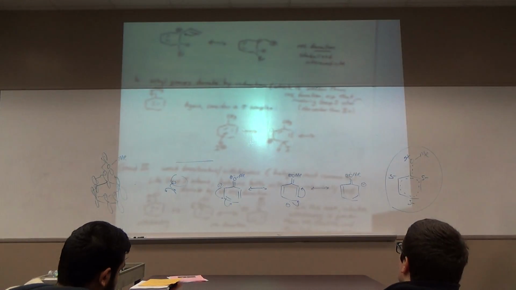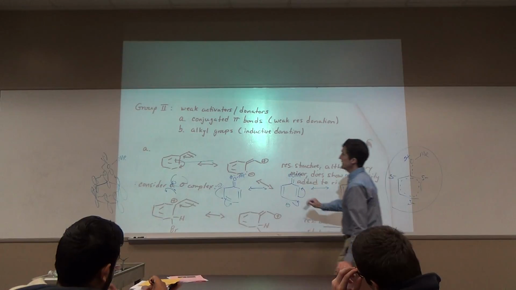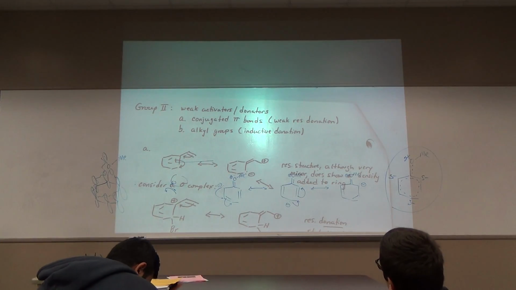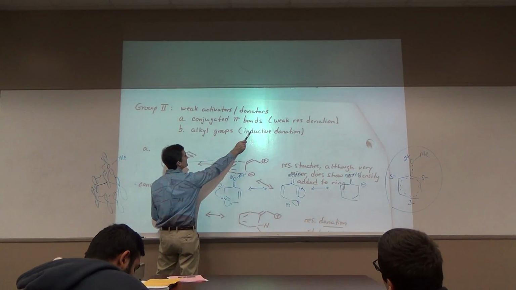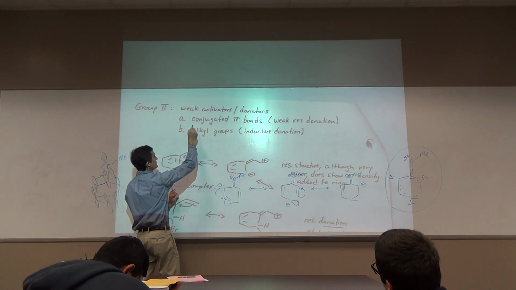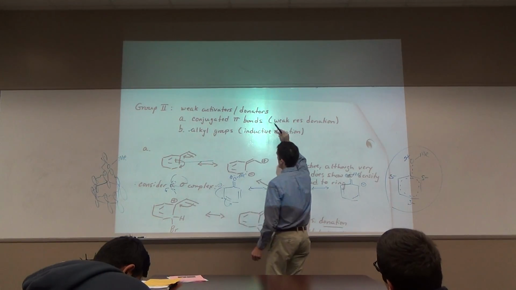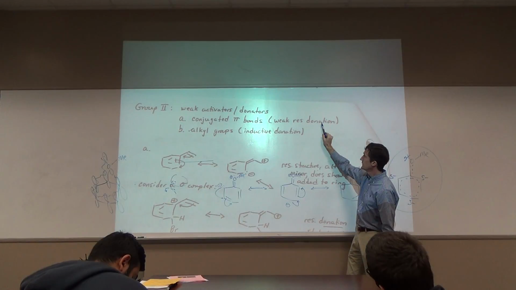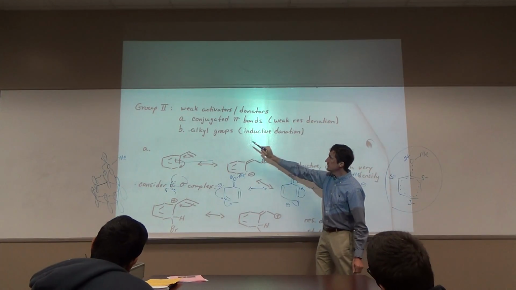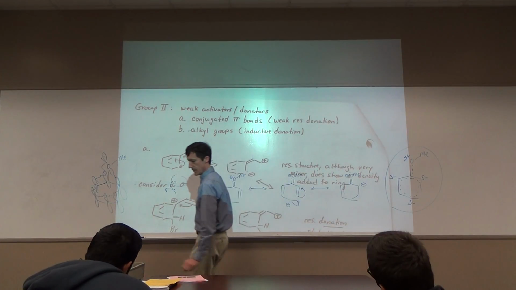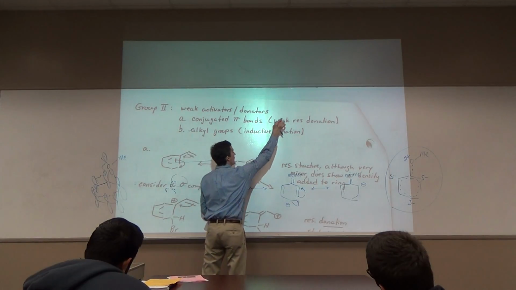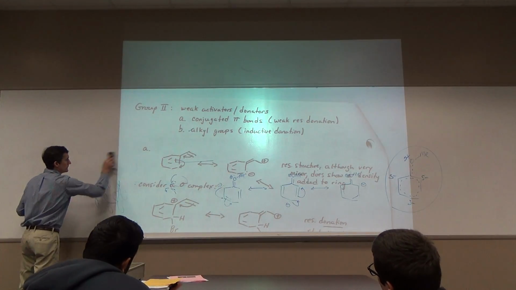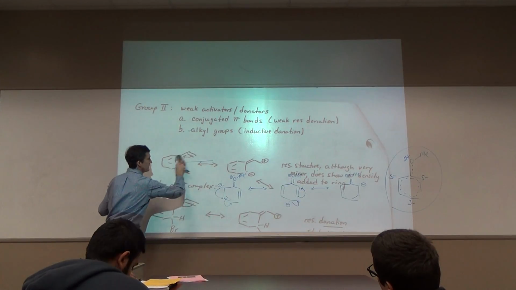Okay, group two. Group two are your weak activators, donators. And they are activators. They're not as strong as group one. I'm calling them weak. Two different types here, conjugated pi bonds or alkyl groups. Now, the alkyl groups are probably the most common, but these are also important. Conjugated pi bonds donate by weak resonance donation, or weaker. Alkyl groups donate by inductive. And both of these are going to be weaker effects than lone pair donation. Resonance donation by a lone pair is typically a strong effect.